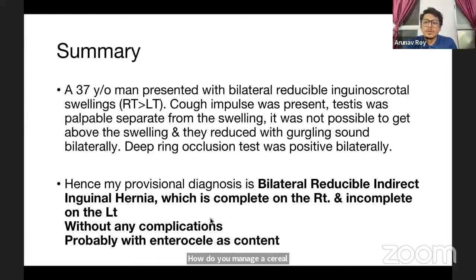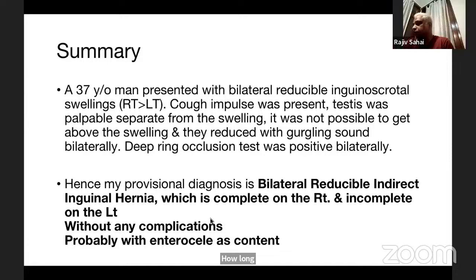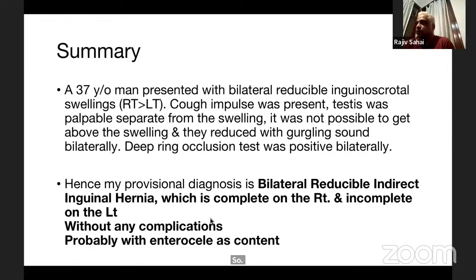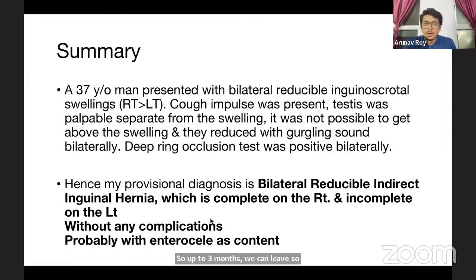Sir, initially we can go for repeated... Most seromas don't need to be managed, sir. They can be managed conservatively without doing anything, sir. How long do you leave them? So up to 3 months, sir, we can leave. Okay. And then if the seroma persists, then we can go for aspiration of the seroma content, sir.